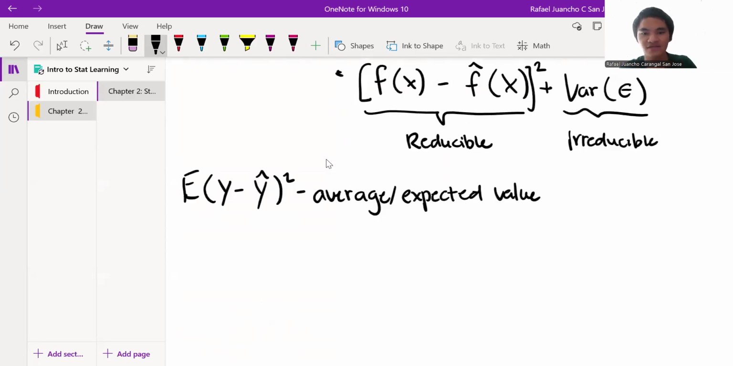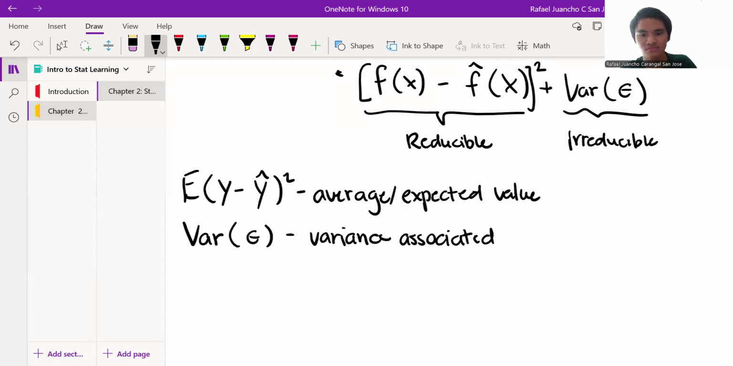Okay, just to go back to the book, this is the average or expected value of the squared difference between the predicted and actual value of y. And then the variance, this is the variance of this error term, epsilon, right?